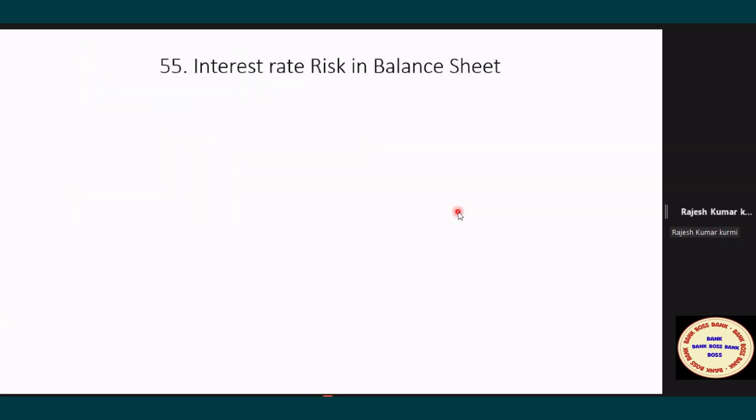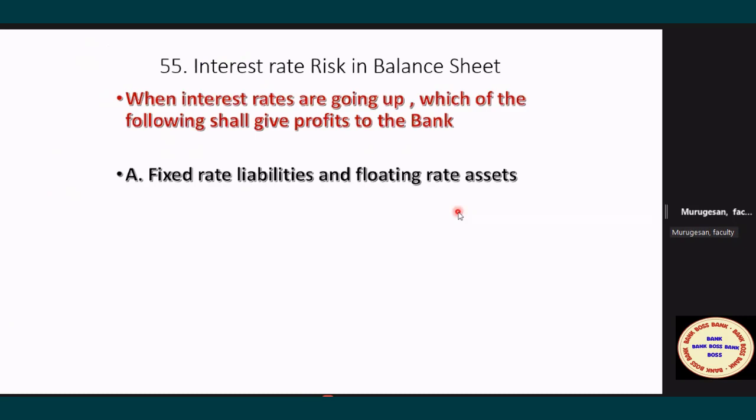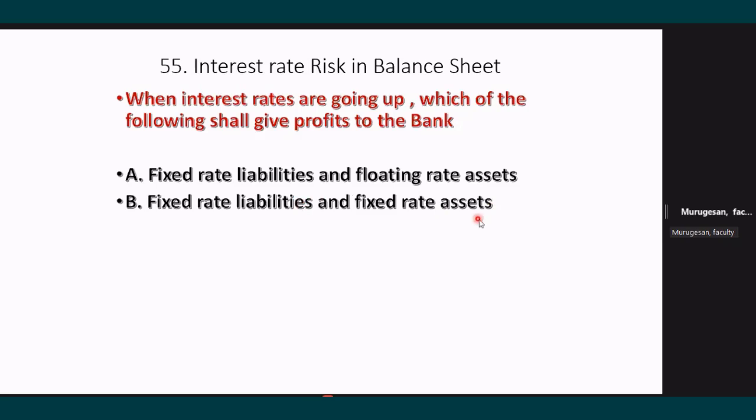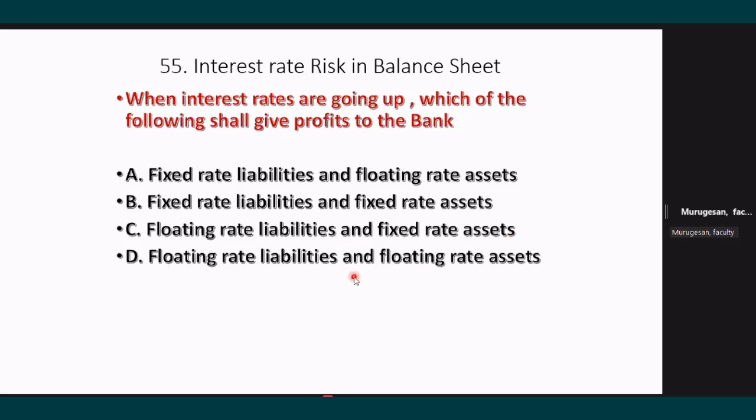Now, interest rate risk management. Again, one more intelligent question they will set. Imagine interest rates are going up. Which of the following situations shall give profits to the bank? Fixed rate liability and floating rate assets; fixed rate liabilities and fixed rate assets; floating rate liabilities and fixed rate assets; floating rate liabilities and floating rate assets. There are 4 combinations. Which will give profit to the bank? Assets should be floating.